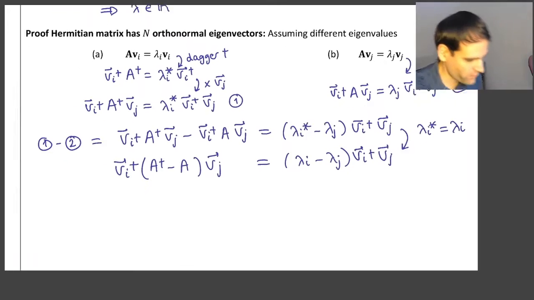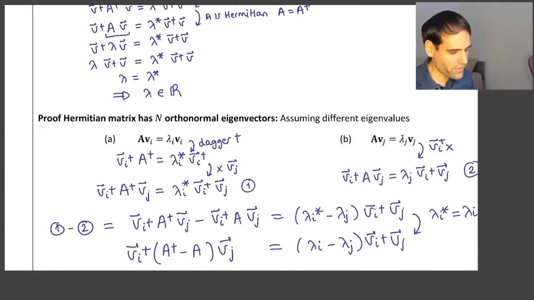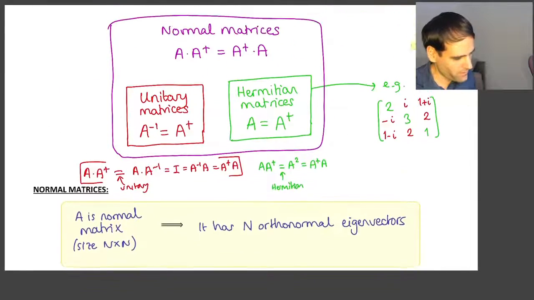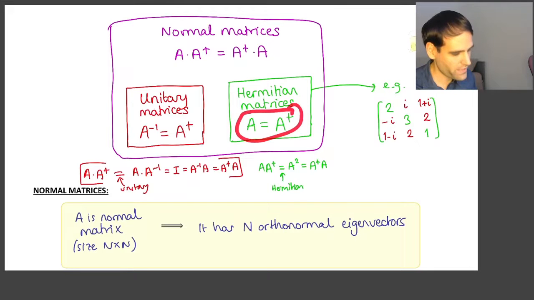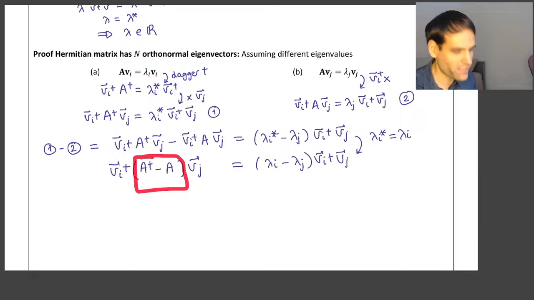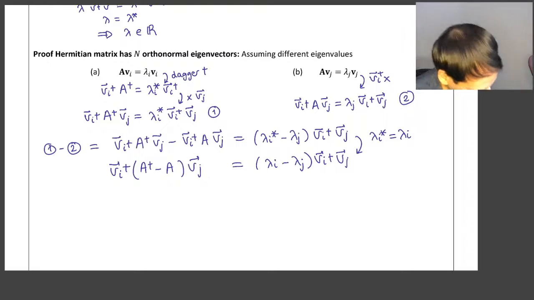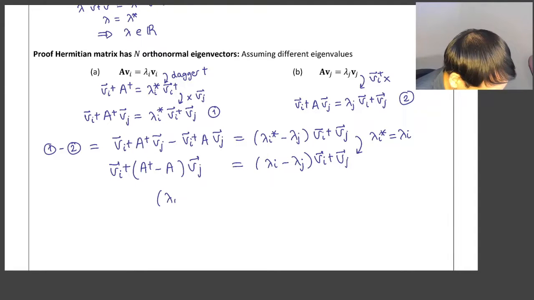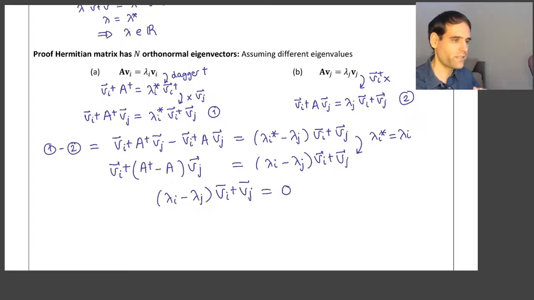Now, if A is a Hermitian matrix, remember the definition of a Hermitian matrix, A equals A dagger. So this means that this here must be 0, because A dagger minus A must be equal to 0, okay? So therefore we have that (lambda_i minus lambda_j) times v_i dagger times v_j is equal to 0, okay?